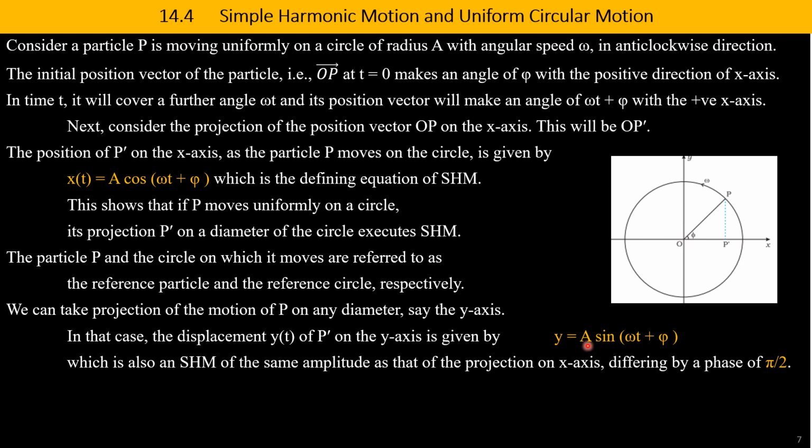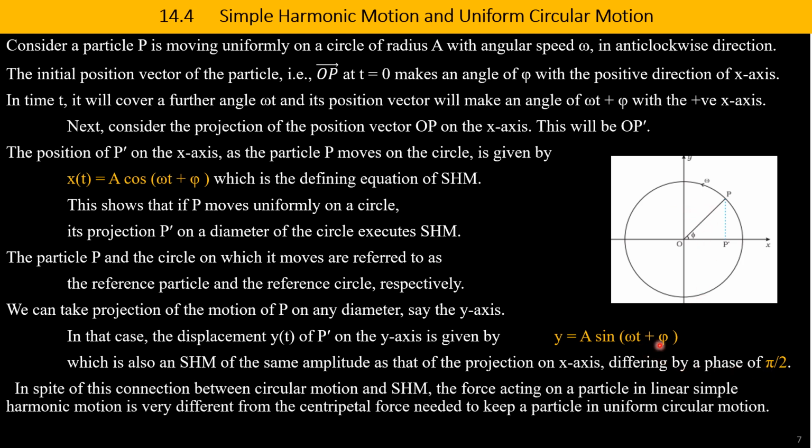This is also y equals A sine(omega t plus phi), which is also a simple harmonic motion of the same amplitude, because capital A is common to both equations, as that of the projection on the x-axis, but differing by pi by 2. Please note here the phase difference between P dash, that is the projection on the x-axis, and the projection on the y-axis, that is x equals A cos(omega t plus phi) and y equals A sin(omega t plus phi), is pi by 2, that is 90 degrees.